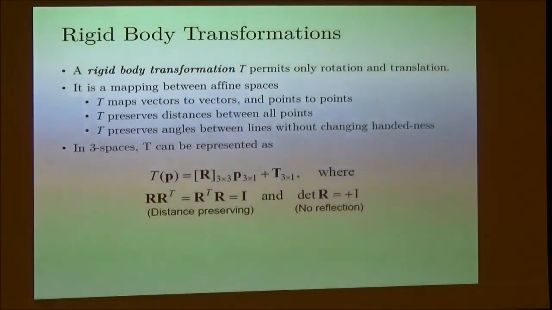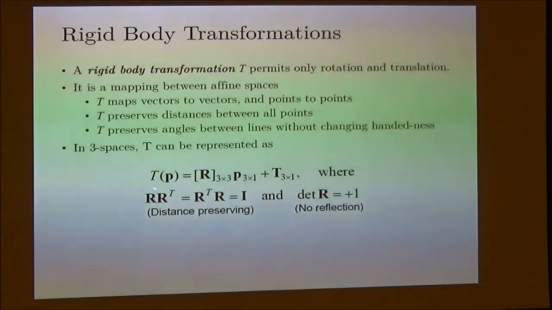Well, rigid-body transformation is a mapping between affine spaces. Now this slide is where we're seeing some new terms coming up, affine spaces. The transformation itself maps vectors to vectors and points to points, which means that I'm making a distinction between the vectors and the points. So what is that distinction? Transformation preserves distances between the points. It preserves the handedness, it preserves the angle. That's what we expect out of rigid bodies. When they move, you don't want them to stretch or contract.